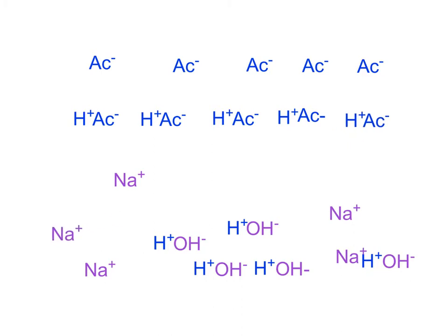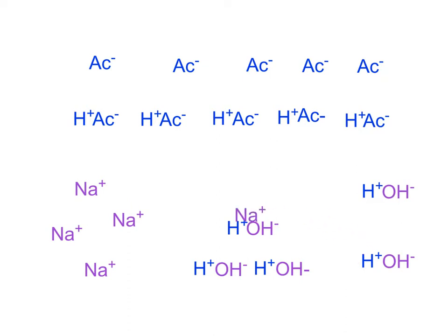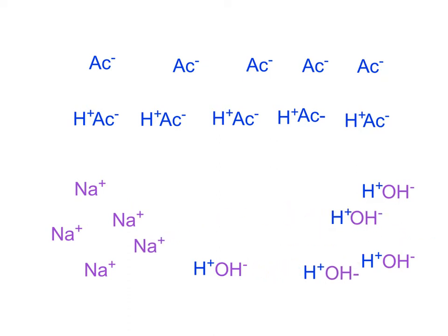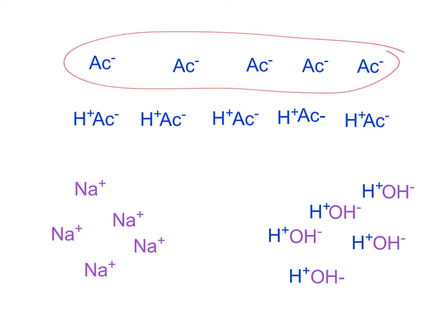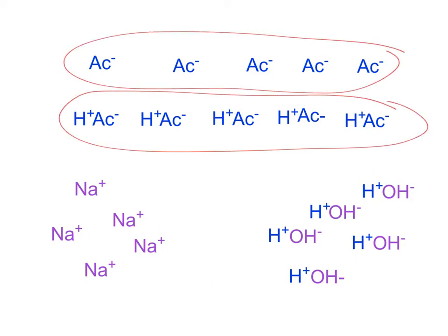So I'm just going to make everything kind of on one side. Even though the Nas are floating wherever they want to, I'm going to move them all to the left and all the waters to the right so they get out of my way. But they're just everywhere. So now look at what we have. We've got the same number of Ac minuses as we have HAc. We are at the midpoint of the titration.